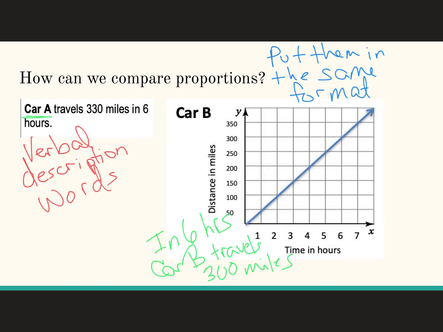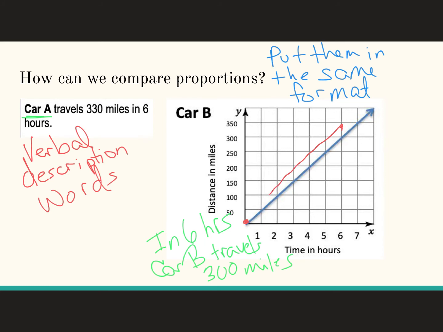The other thing we could do is graph car A. Since this is a proportional relationship, I know it's going to start at 0, so I can put a point at 0. And I can put a point at 6 hours and 330. So I would go over to 6 hours and go up to where 330 would be. So I can put a dot right about there. It's a little over halfway. And then I could connect them and make a line.